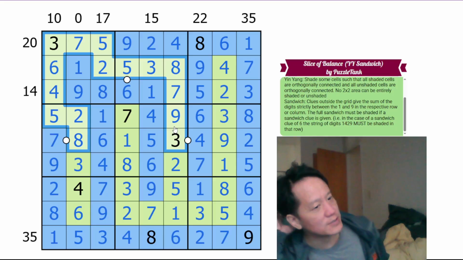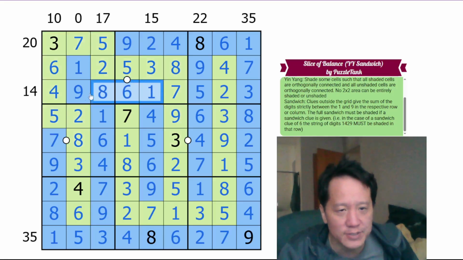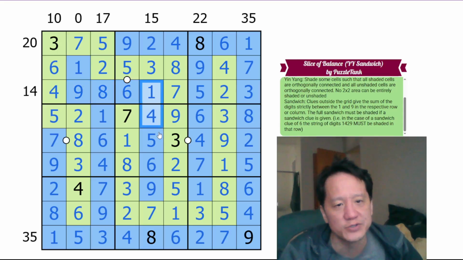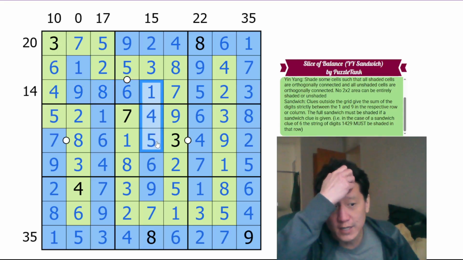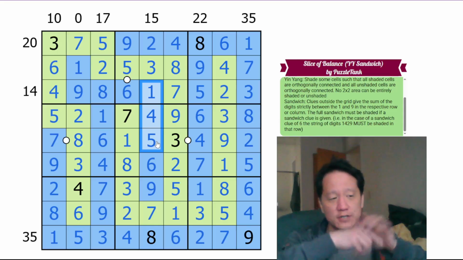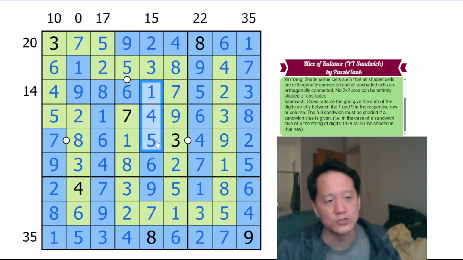And that also limited where ones could be, so that limited where the sandwiches could be also. And it was very nice. It was a very nice interplay between those two rule sets.